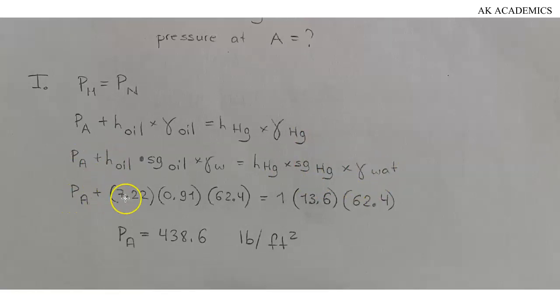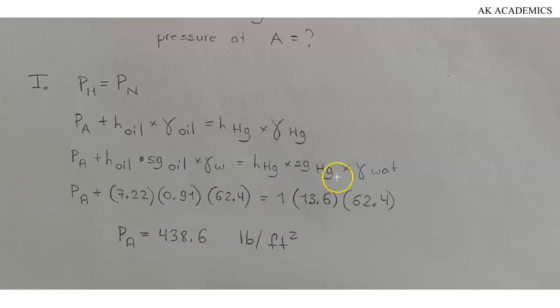So we have PA plus H of oil, which was given in the question as 7.22. Specific gravity of oil is given in the question as 0.91. You put that here. Specific weight of water was also given as 62.4. And the height of mercury was given as 1 foot in the question. Specific gravity and specific weight of water were also given already. So if you put all of those here, you can easily multiply out, rearrange, and then find your PA to be equal to 438.6 pounds per square foot.